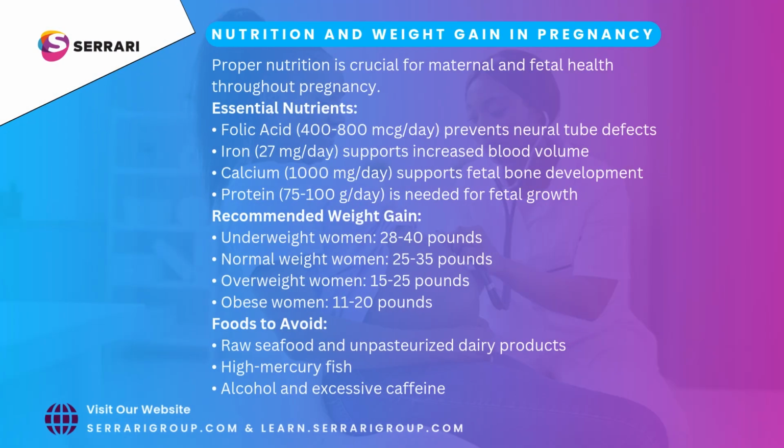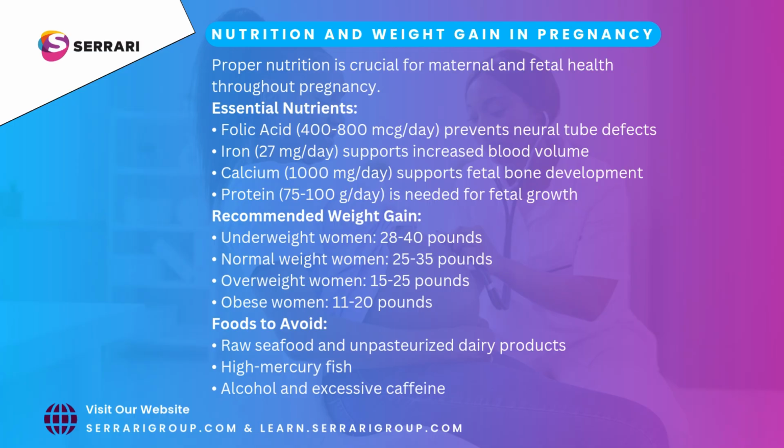Nutrition and weight gain in pregnancy. Proper nutrition is crucial for maternal and fetal health throughout pregnancy. Essential nutrients. Folic acid, 400 to 800 mcg/day, prevents neural tube defects. Iron, 27 mg per day, supports increased blood volume. Calcium, 1000 mg per day, supports fetal bone development. Protein, 75 to 100 g/day, is needed for fetal growth.